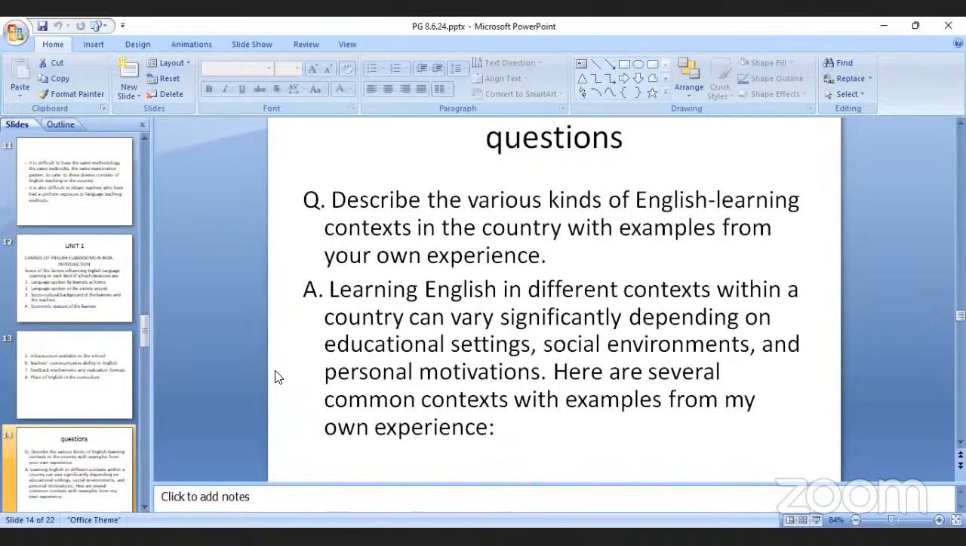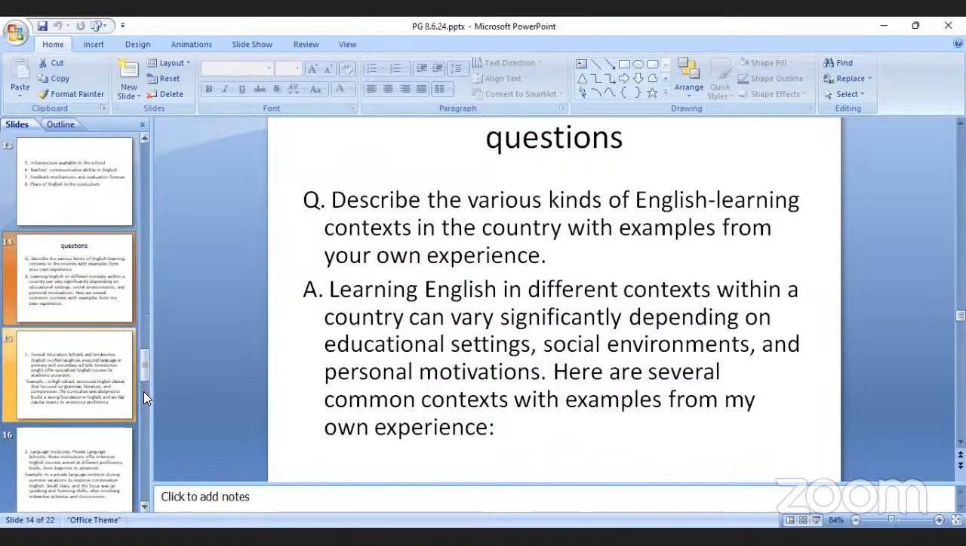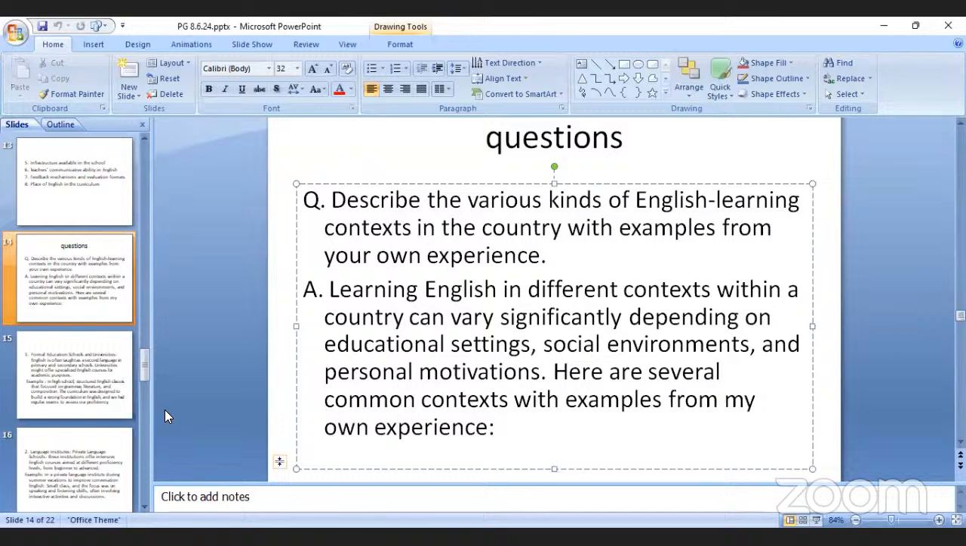And then the question that is there in the first unit: describe the various kinds of English learning contexts in the country with examples from your own experience. So that's what I'm discussing here, guys.